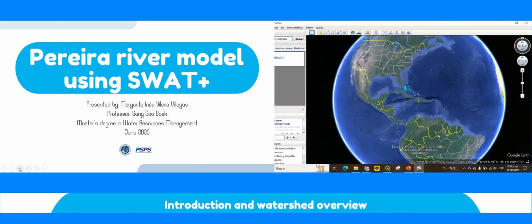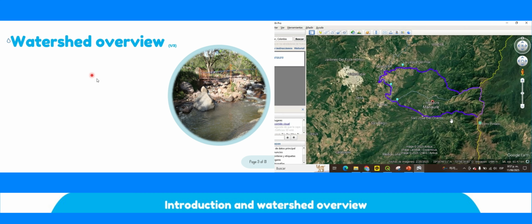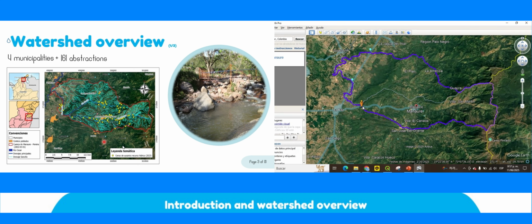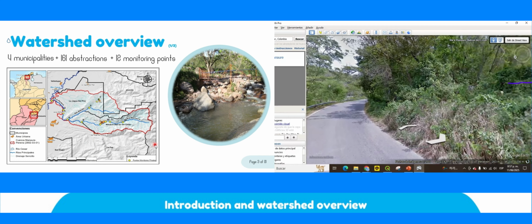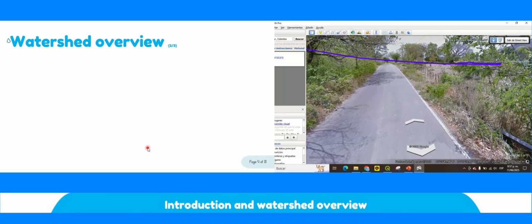Hi, in this video I present the application of the QSWAT model as a class exercise where I try to learn the ropes of hydrological modeling. I developed this exercise for the Pereira River basin located in Colombia. This basin has a water resource management plan formulated by CARDER, the environmental authority.